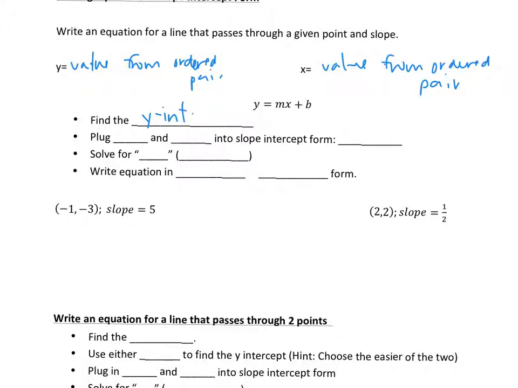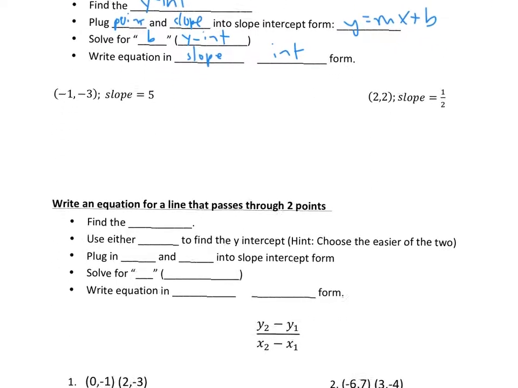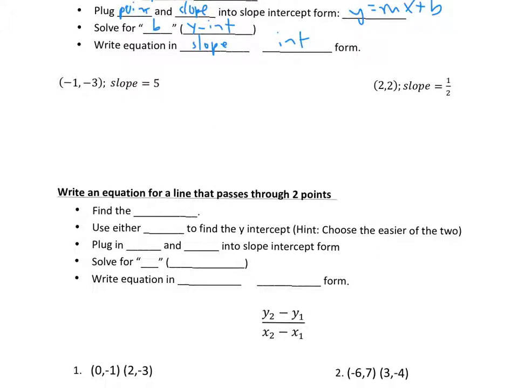So we'll plug the point and slope into slope-intercept form, which is, again, y equals mx plus b. We'll solve for the b, which is the y-intercept, and then we'll write our final answer in slope-intercept form. So just recalling the steps that will follow.